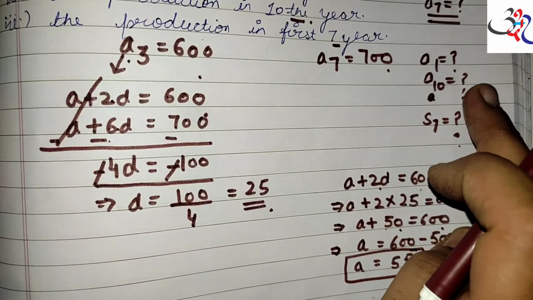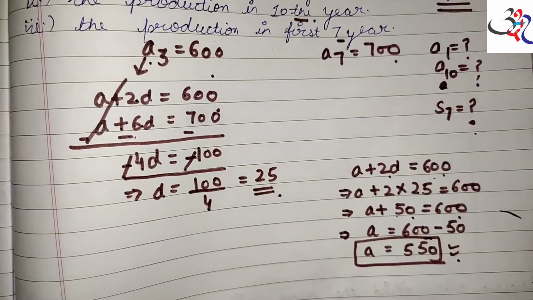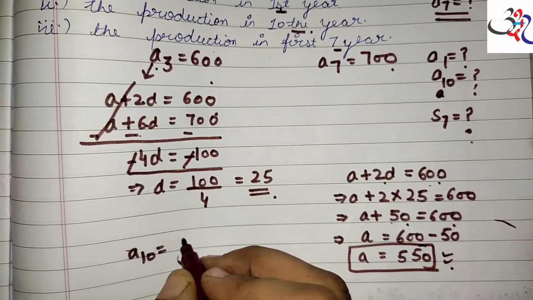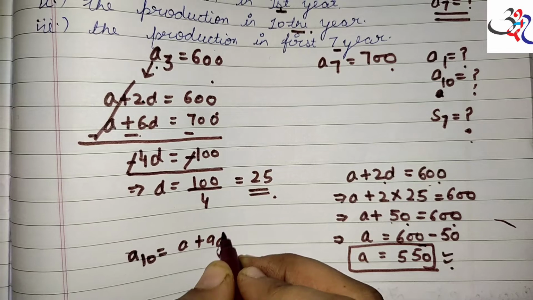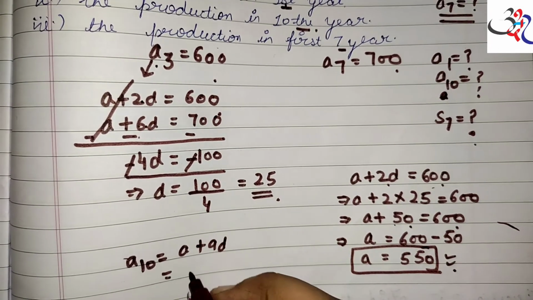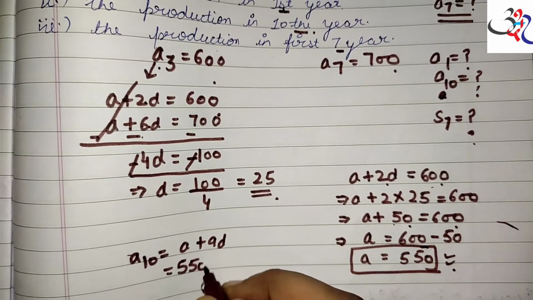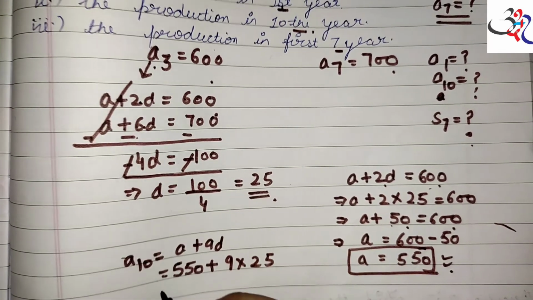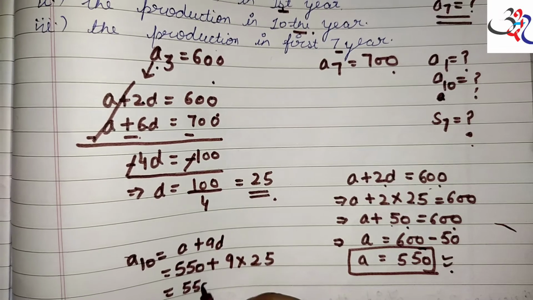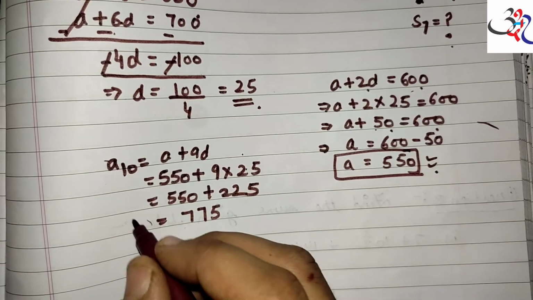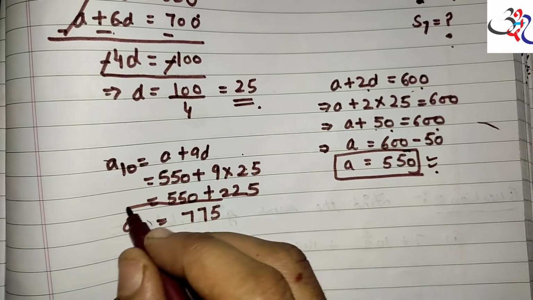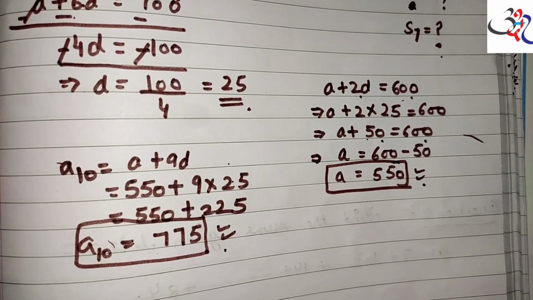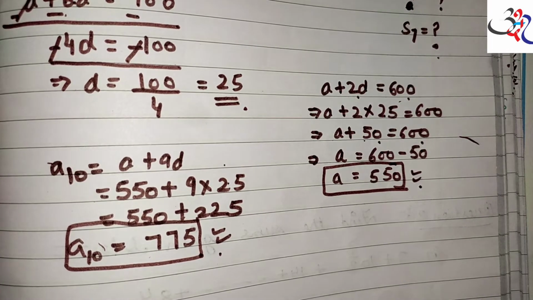Now I have to find out the production in the 10th year. So how do we find the production in the 10th year? I can use the formula that A10 is equal to A plus 9D. You know each and every value. A is 550 plus 9 into D, and D is 25. So my answer will be equal to 775. So the tenth term of the AP is 775, meaning the production in the 10th year is equal to 775.